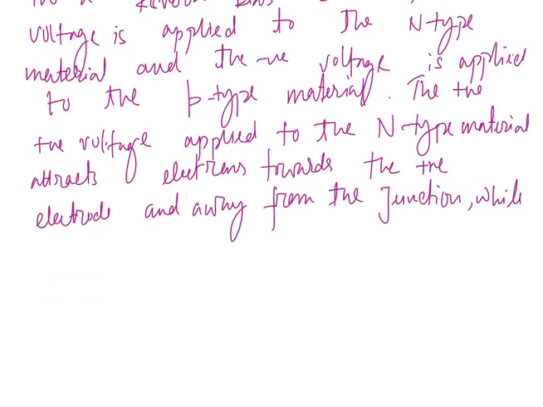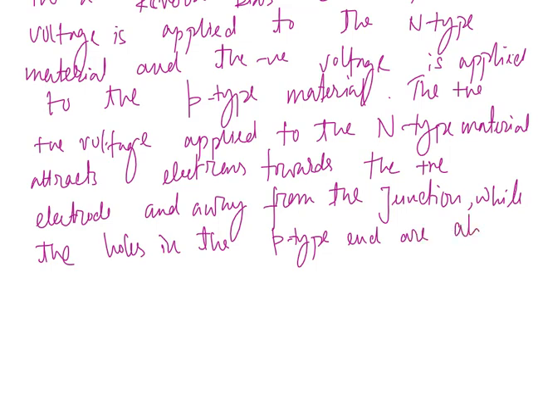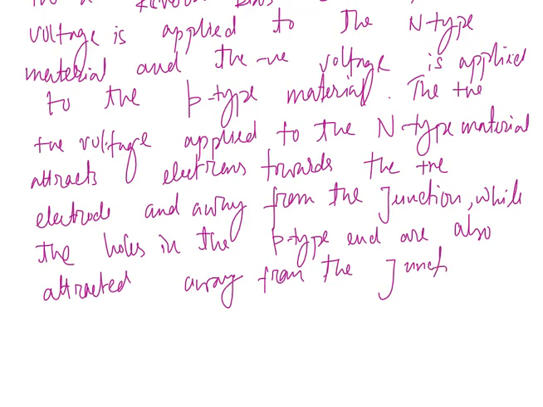While the holes in the p-type end are also attracted away from the junction towards the negative electrode.